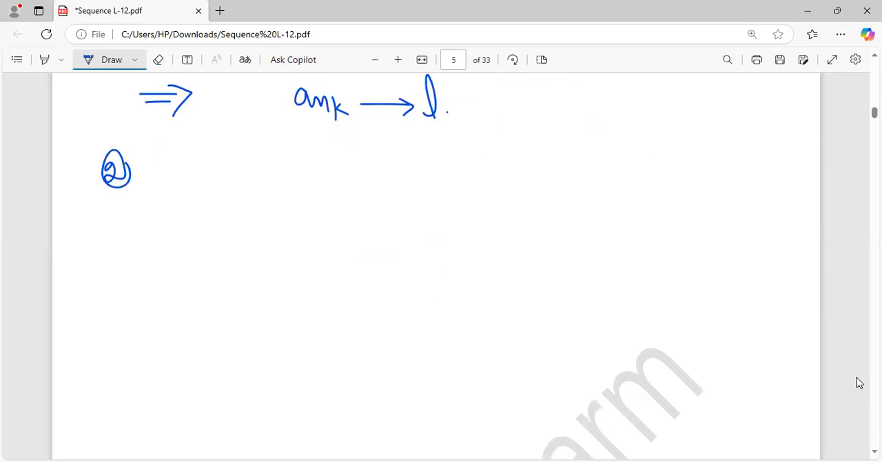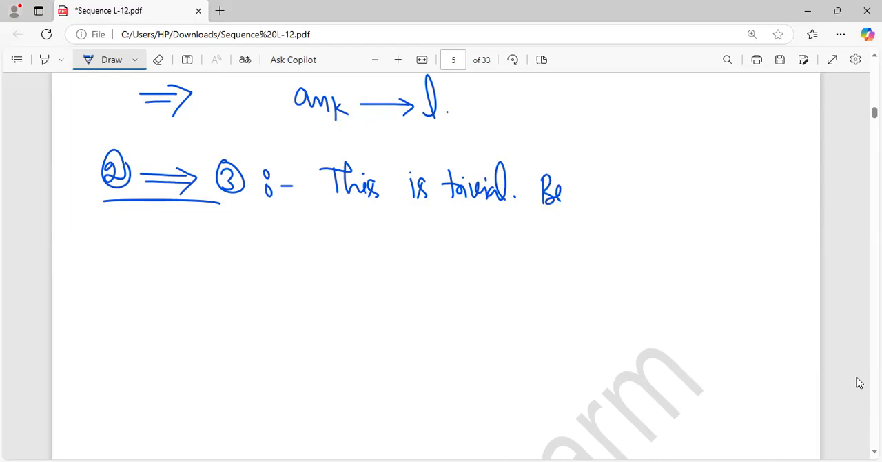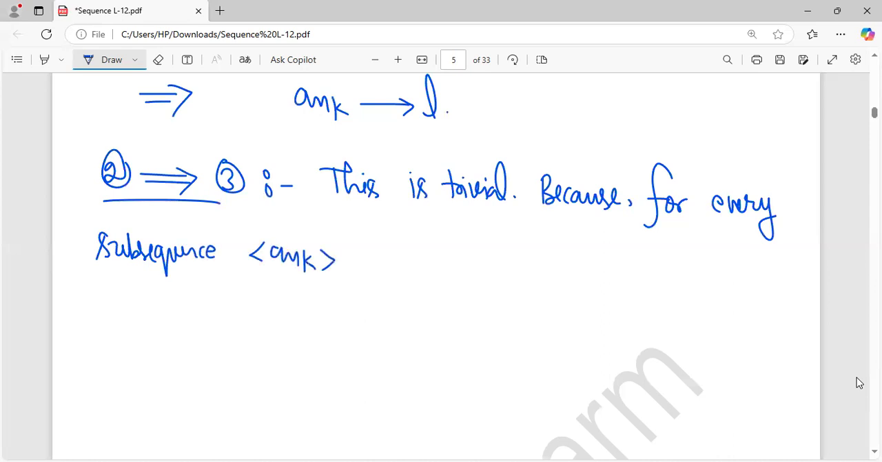So 2 implies 3. This is trivial because for every subsequence a n k, we have every subsequence a n k converging to L.